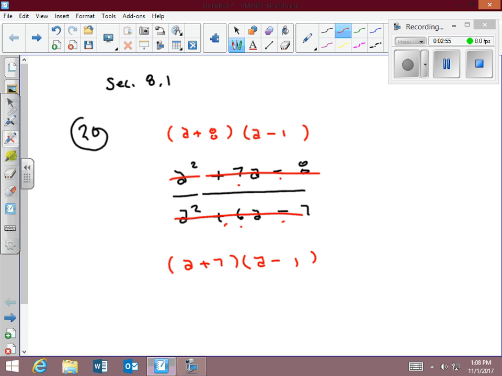Now we look for common factors in the numerator and denominator. And notice that there's an a minus 1 up here and a minus 1 down there. Those are multiplicative inverses of each other. Therefore, their product is 1. So then the answer here in the numerator is a plus 8, and the denominator is a plus 7. And that's completely factored.